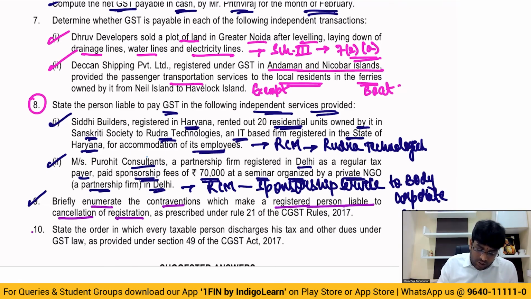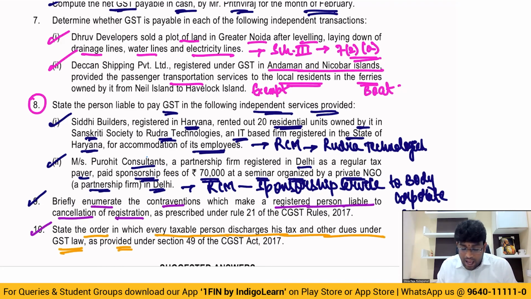Finally, the last interesting question in this paper: state the order in which every taxable person discharges his tax and other dues under GST law as provided in section 49 of the CGST Act. There is an order and priority in which the amount is discharged. Number 1, self-assessed tax and other dues related to returns of the previous tax period. Second, self-assessed tax and other dues related to the returns of the current tax period. Finally, any other demand or liability as per the provisions of section 73 and 74.